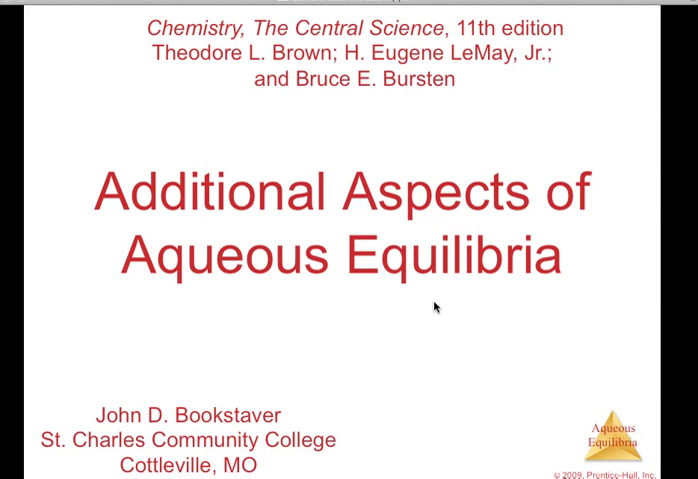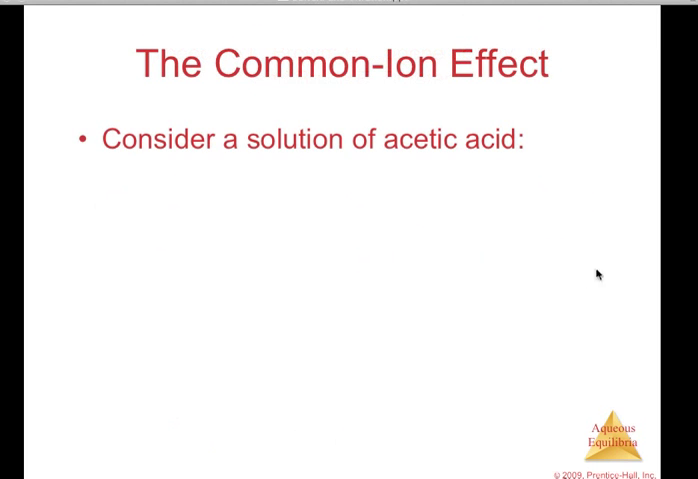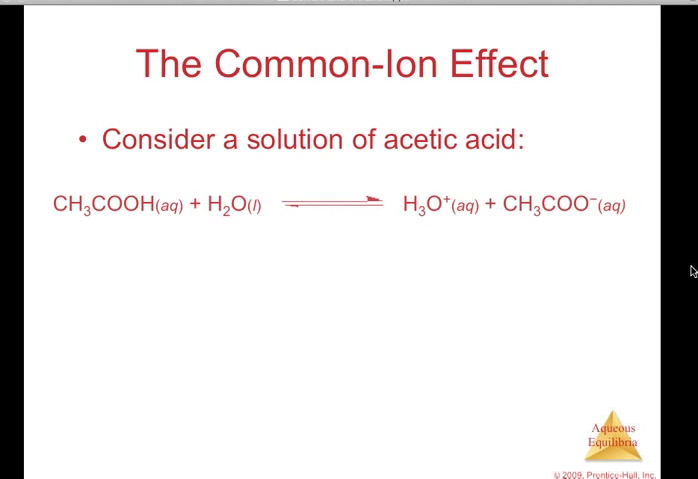Okay, we're going to look at additional aspects of aqueous equilibria, meaning really buffer systems and titrations and indicators. Okay, there's such a thing called the common ion effect, right? And if we look at a solution of acetic acid, we can see that we have that equilibrium that we're used to seeing at this point, with the acid and water setting up an equilibrium with the hydronium ion and the acetate ion.